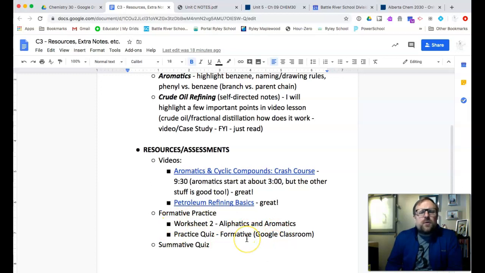You will have a formative quiz to do before you do the summative quiz. And as always, remember, do the formative quiz first and the worksheet first before you go on to the summative so you don't end up making any mistakes.